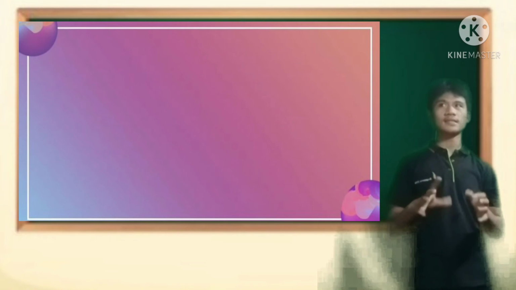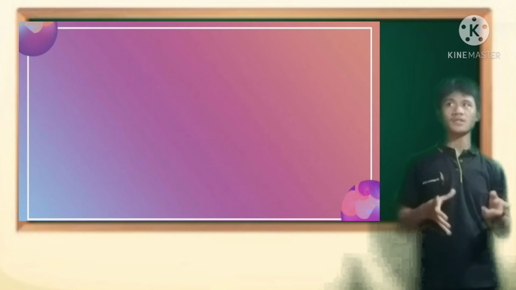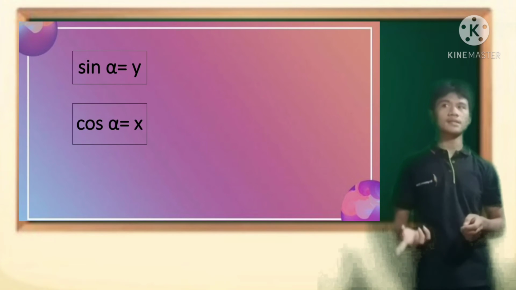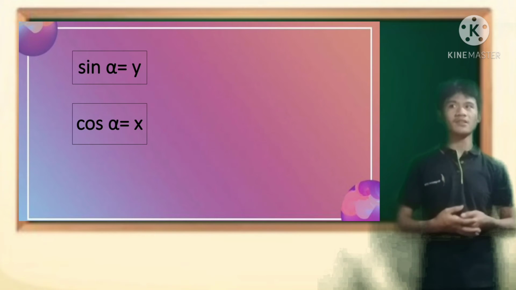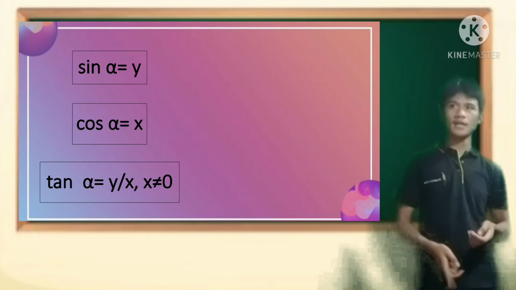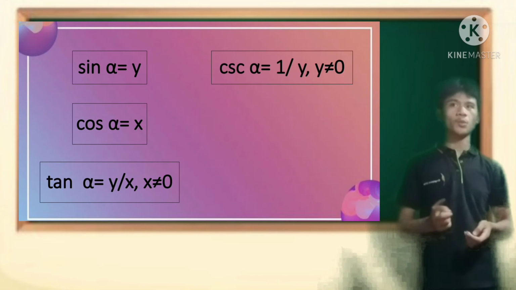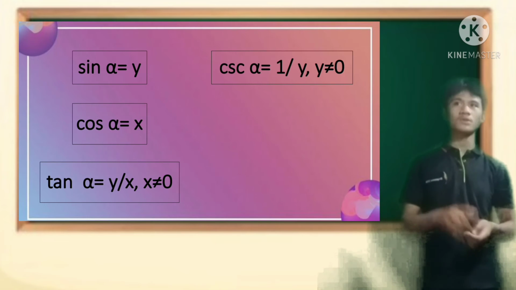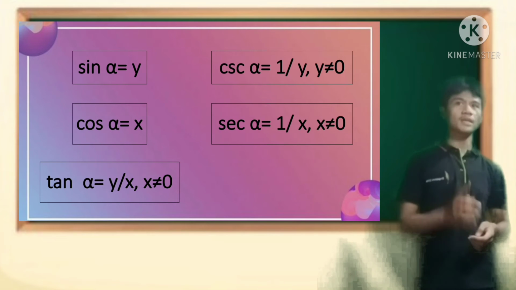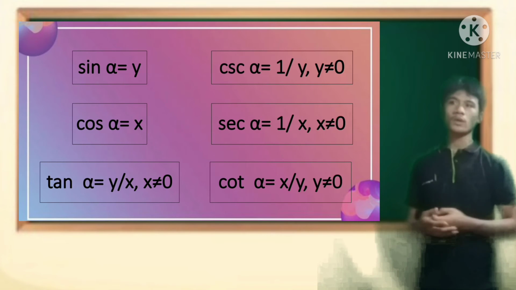Next, again, this is finding the 6 trigonometric functions using these coordinates. So sin stands for our y, cos stands for our x. The formula to get our tan is y over x, but x must not be equal to 0. The cosecant is 1 over sin, or 1 over y, but y must not be equal to 0. Then secant is 1 over x, but x must not be equal to 0. And cotangent is equal to x over y, and y must not be equal to 0.